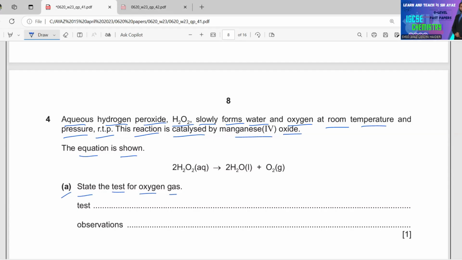Now the test for oxygen gas is a glowing splint, and it relights. So you write glowing splint. Glowing splint. You'll write relights, or even rekindle.